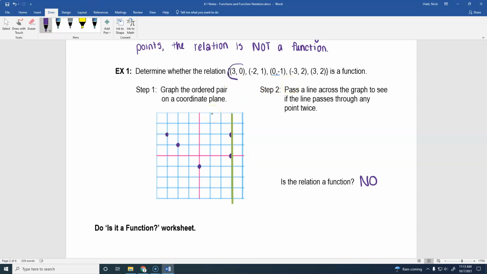So we had that 3, 0 and 3, 2. That x coordinate 3 right there was repeated twice. So if the x is repeated, it's not a function. Okay? So it depends on what you're looking at. You don't necessarily have to graph this to tell it, but you could graph it.